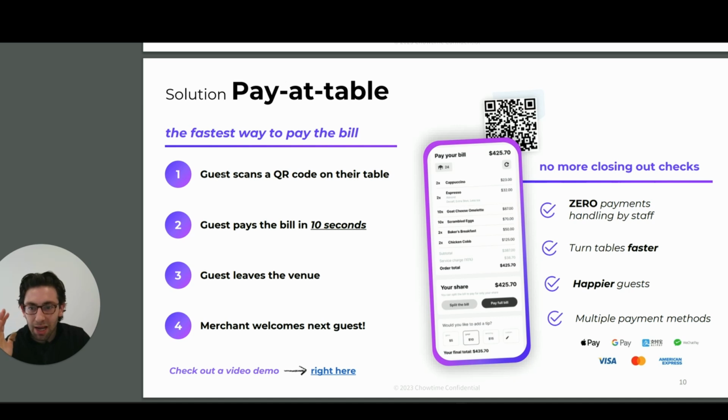In really plain English, guest scans QR code on their table, guest pays bill in 10 seconds, guest leaves venue, merchant welcomes next guest. It's very, very clear what's happening, and it also is very, very clear what the value proposition is. They pay fast, and you can turn tables over faster.